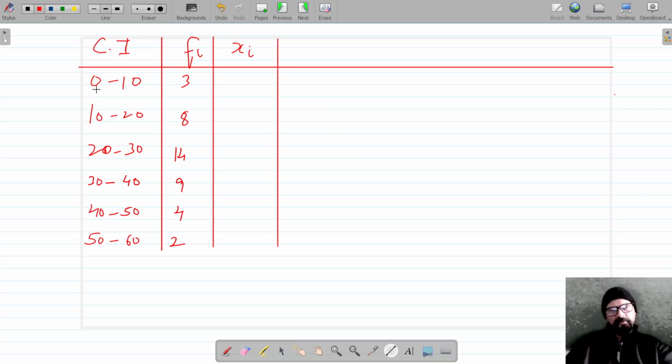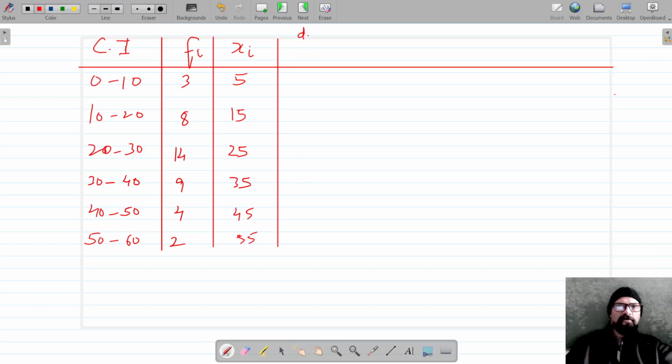And the class marks are upper limit plus lower limit divided by 2. So which is 5. 10 plus 20 is 30, divided by 2 is 15. 20 plus 30 is 50, divided by 2 is 25. This is 35, 45, and 55.